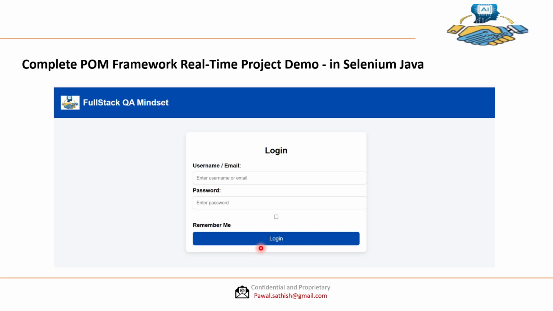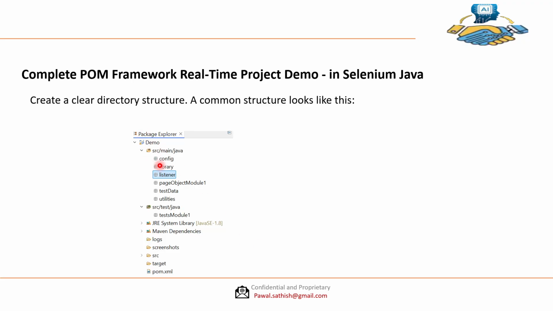Now if you see the POM framework directory structure, we have source main Java. Under source main Java, we have config package, library, listener, and page object model one. If we have multiple models, we'll consider page object model one, model two, model three. As I mentioned in our last session, for the page object model we are going to add the respective web pages, the IDs or XPaths, and the respective functions.